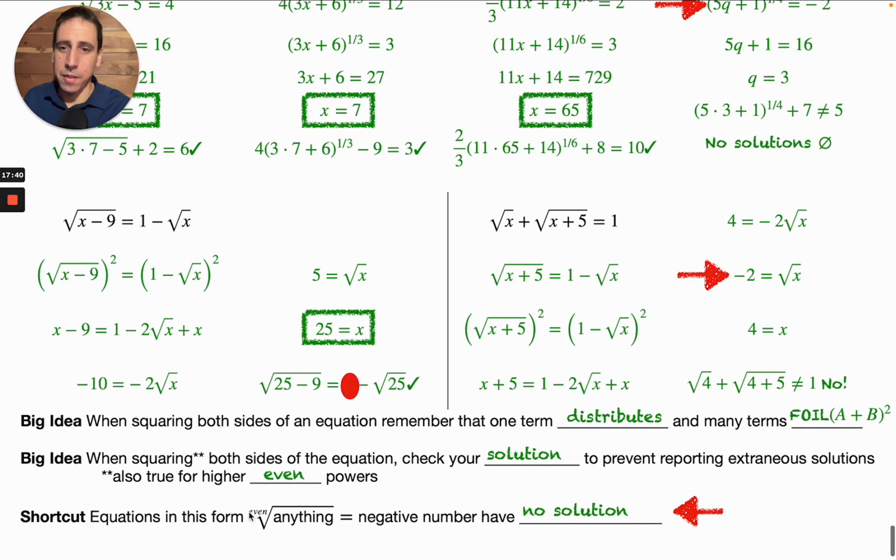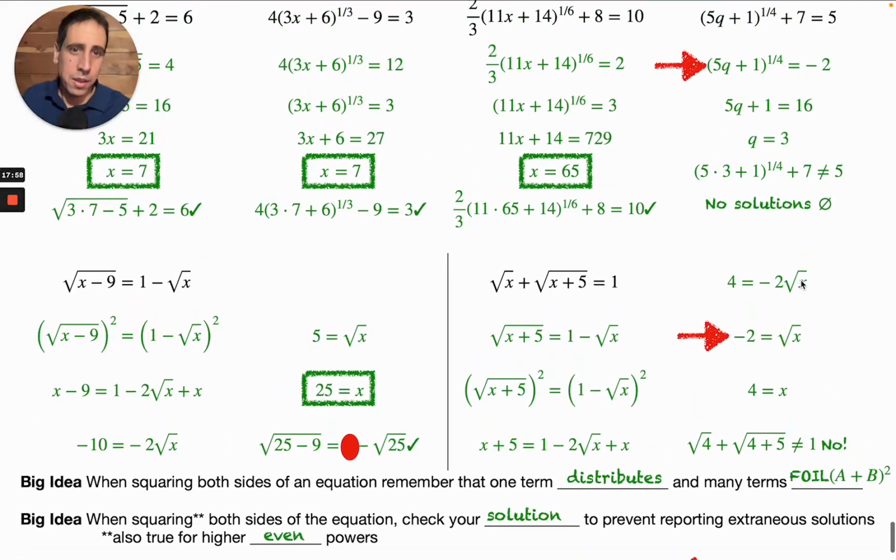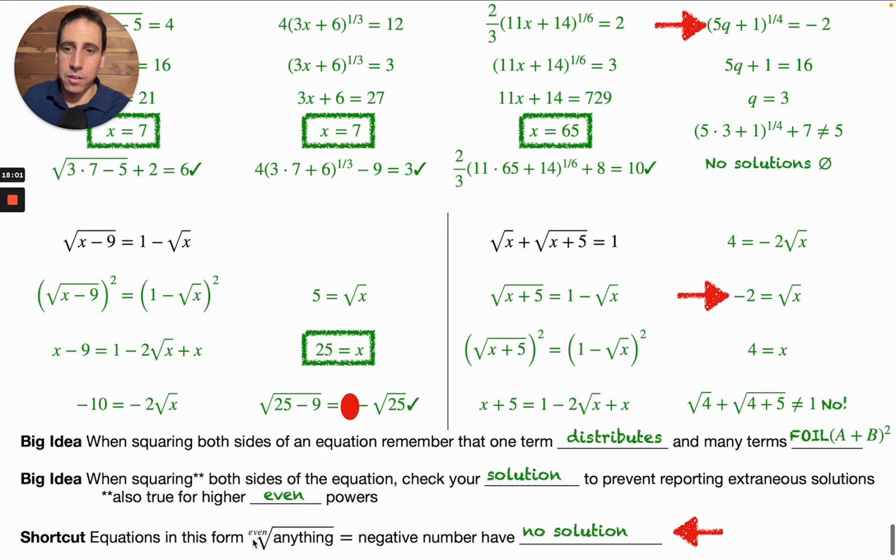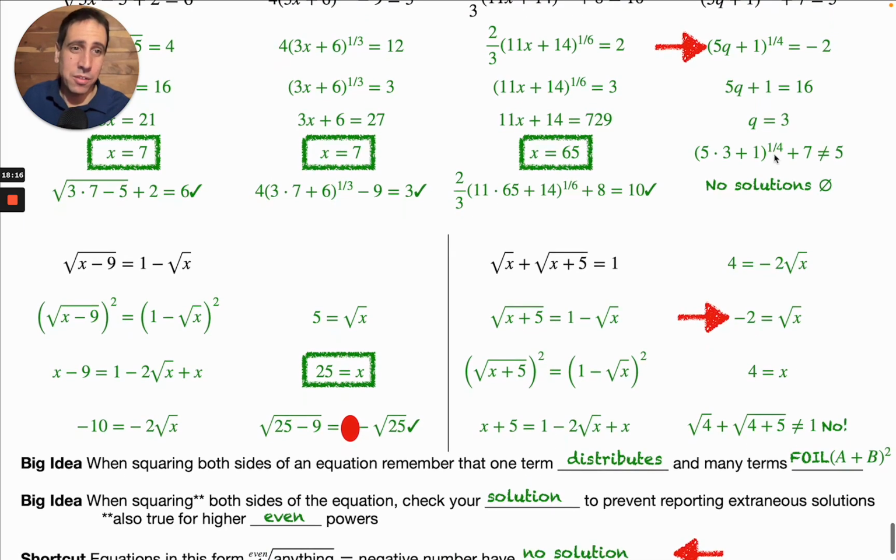Now, for the big shortcut. Equations in this form, the radical, even radical of anything equals a negative number, have no solutions. And now these red arrows are going to come into play. At each point in this, any time that we had no solutions, there was always a step before it where we got to this format. The square root or the 4th root or the 6th root or the even root of anything equals a negative number. And here it is. Square root of x is equal to negative 2. At this point, we can realize there's no way you can take the square root of any number and get a negative 2. There's no possible way. There's no number. So at this point right here, you can recognize, wait a minute, there's no solutions.